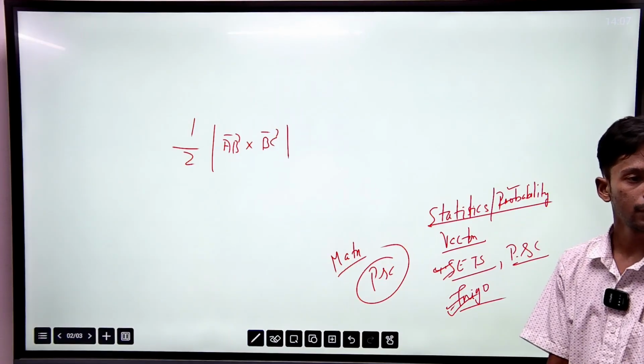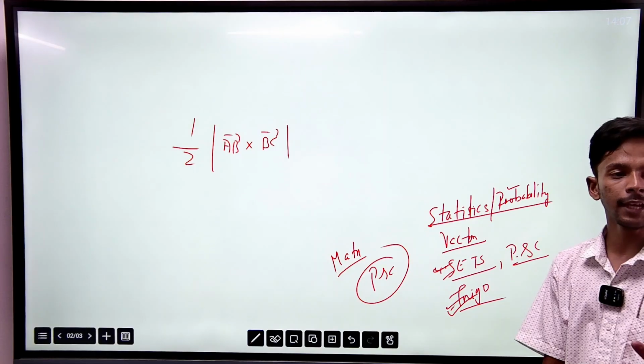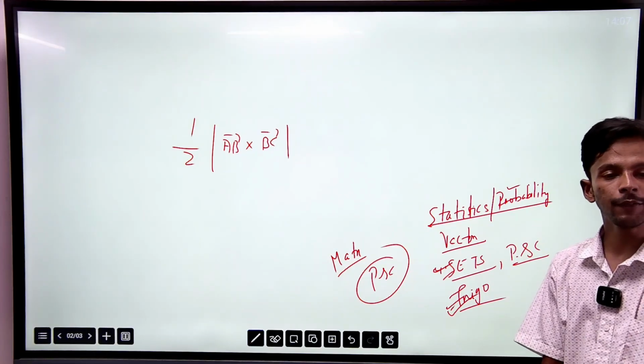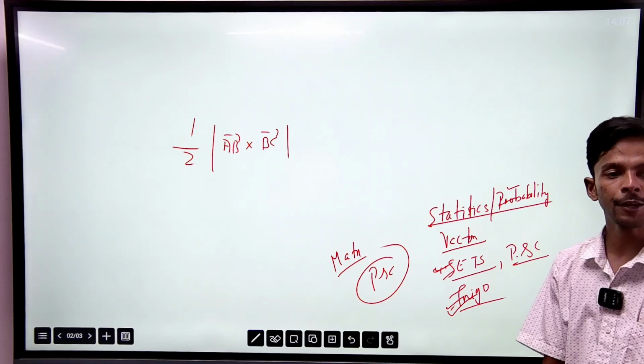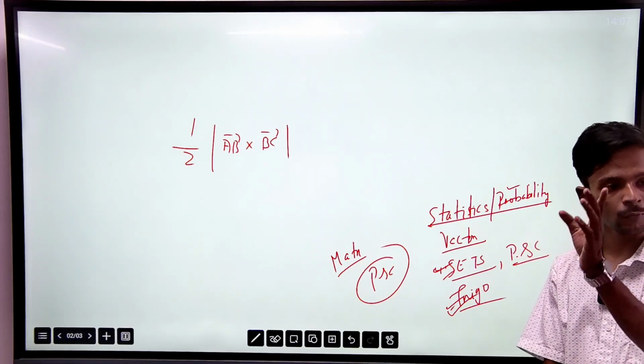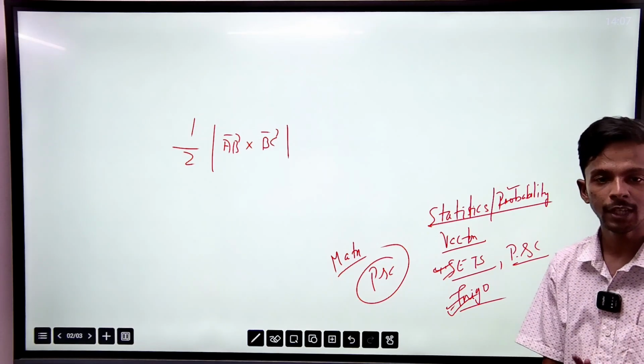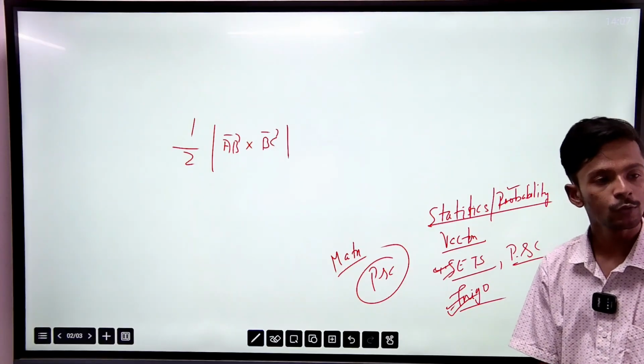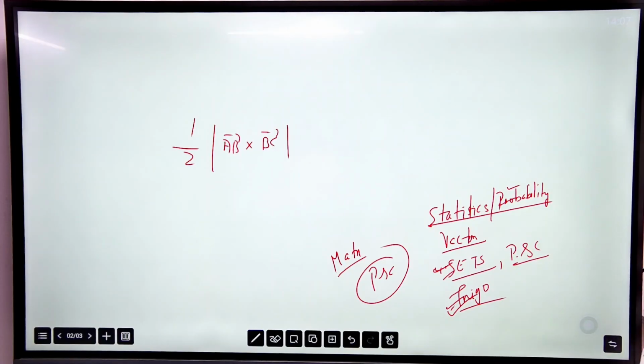Are you getting my point? Suppose I am getting the AB cross BC is i cap plus j cap plus k cap. Then you have to find the magnitude for this, na? The magnitude will be 1 square plus 1 square plus 1 square under root. That will be root 3. So the area will be root 3 by 2 unit. Okay, square unit. Okay, done.